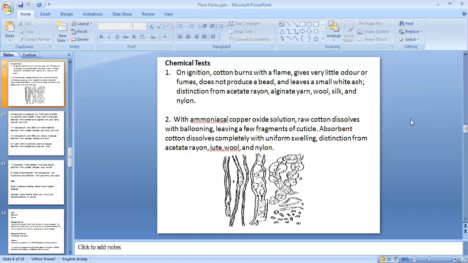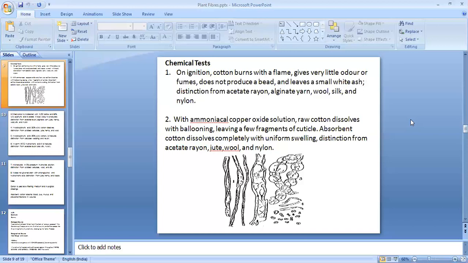And next, the chemical tests. When you take the cotton fibers, it burns with very little smell and fumes, and they do not produce a bead. And they may produce a small white ash because of the leaves and other things it may contain. So this is the distinction from the artificial or mineral fibers or the animal fibers.